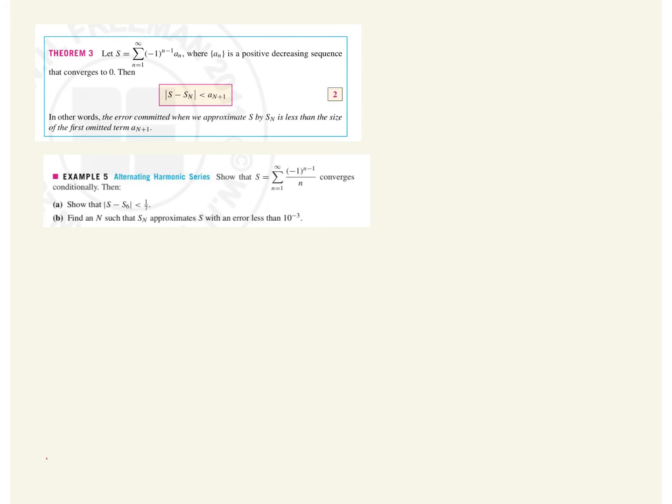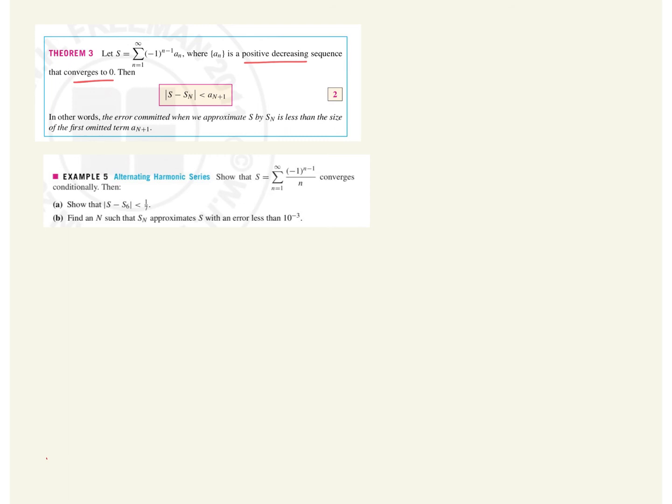Okay, theorem 3 in this section. Let S equal the series from 1 to infinity, alternating negative 1 to the n minus 1 power times a sub n, where a sub n is a positive decreasing sequence that converges to 0. Then the absolute value of S minus S sub n, so the positive value there, is going to be less than a sub n plus 1. Or in other words, the error committed when we approximate S by using some finite S sub n is less than the size of the first omitted term, the very next term, a sub n plus 1.